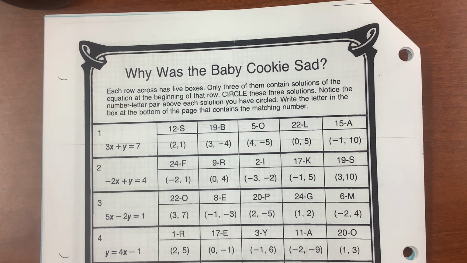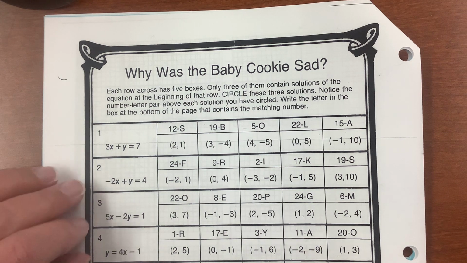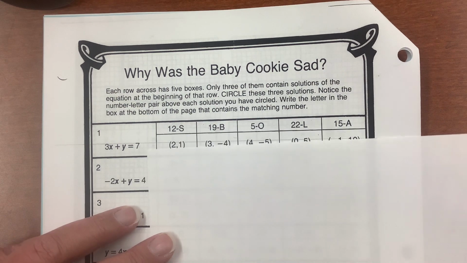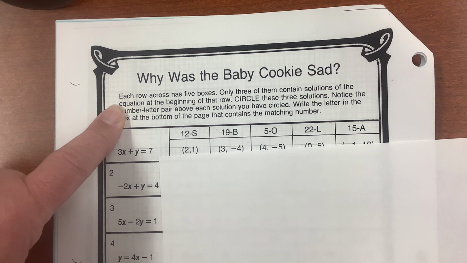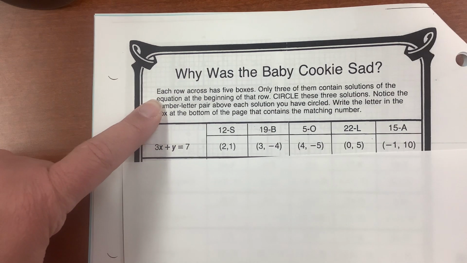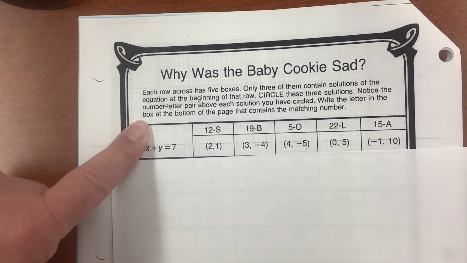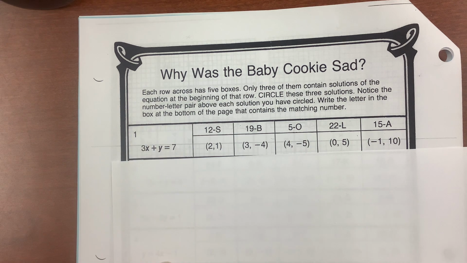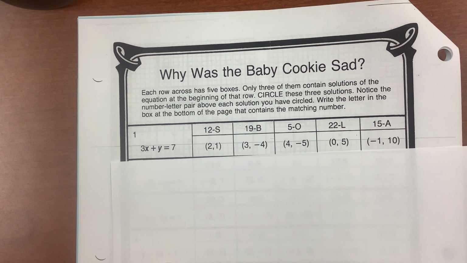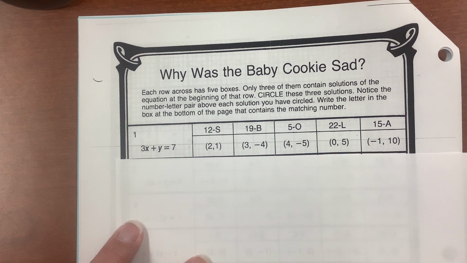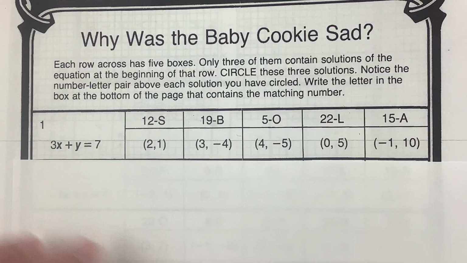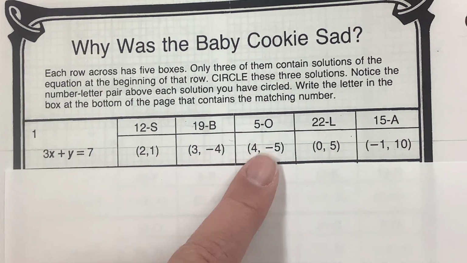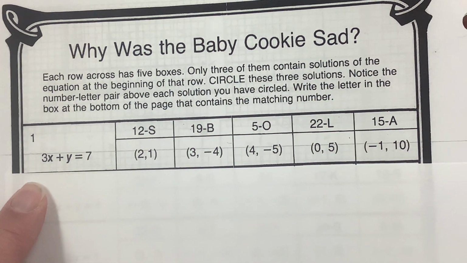All right. Each row across has 5 boxes. Only 3 of them contain solutions to the equation at the beginning of the row. Circle the 3 solutions. Notice the number, letter, pair above each solution you have circled. Write the letter in the box at the bottom of the page. All right, so let's just do a couple of these problems. So I'm making it a little bigger. And I'm going to test each one of these points in this problem.